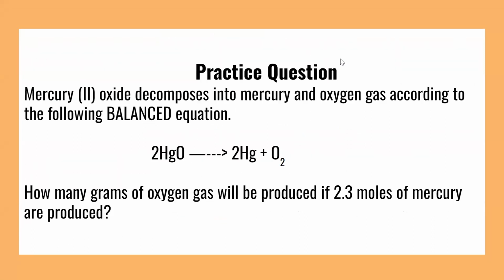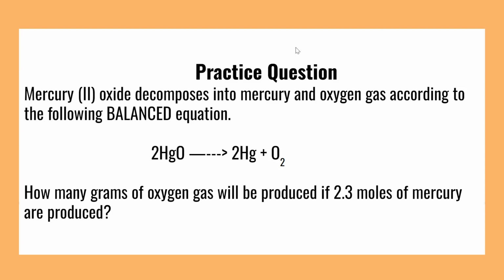Pause the video and do this practice question. It says mercury(II) oxide decomposes into mercury and oxygen gas according to the following balanced equation. How many grams of oxygen gas will be produced if 2.3 moles of mercury are produced?